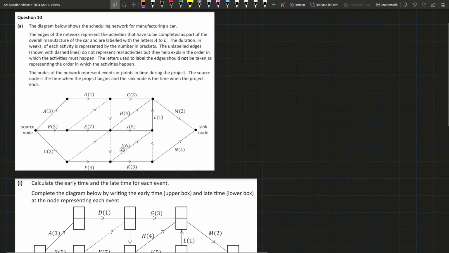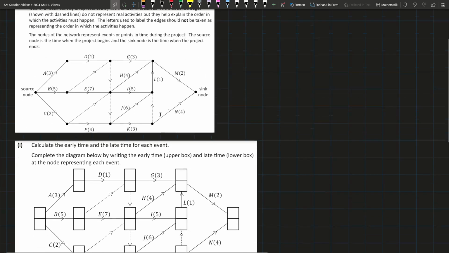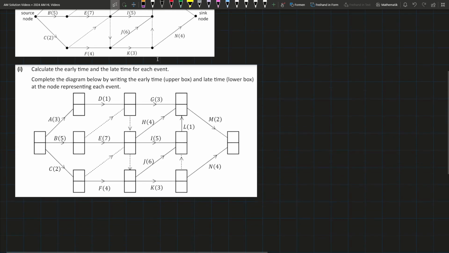Question 10 is just an activity scheduling network, whatever you want to call it. You don't need to really read this. I mean, you can if you want. We just need to do the early and late times. So, as always, we start with 0 and 0. And then we have to have a look.